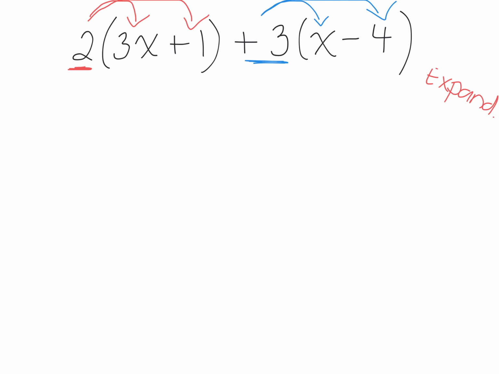Okay, so let's do it step by step. So what's my first term going to be? 2 times 3x equals, are you sure? 6x, and then what?